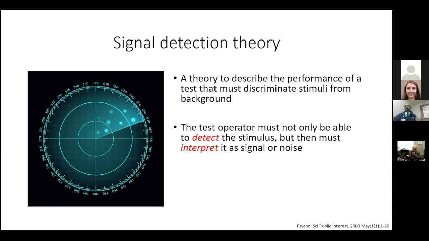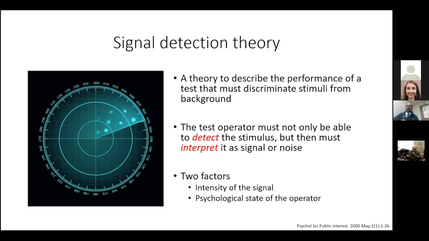And what the theory has determined is that the two principal features that influence the performance of the test operator are the intensity of the signal itself and the psychological state of the operator. So how does this translate into the clinical setting?